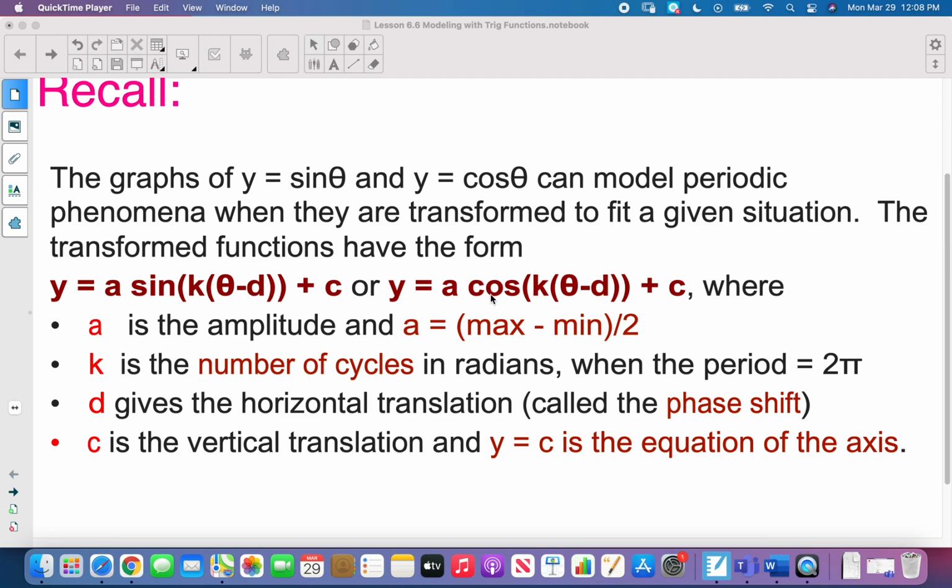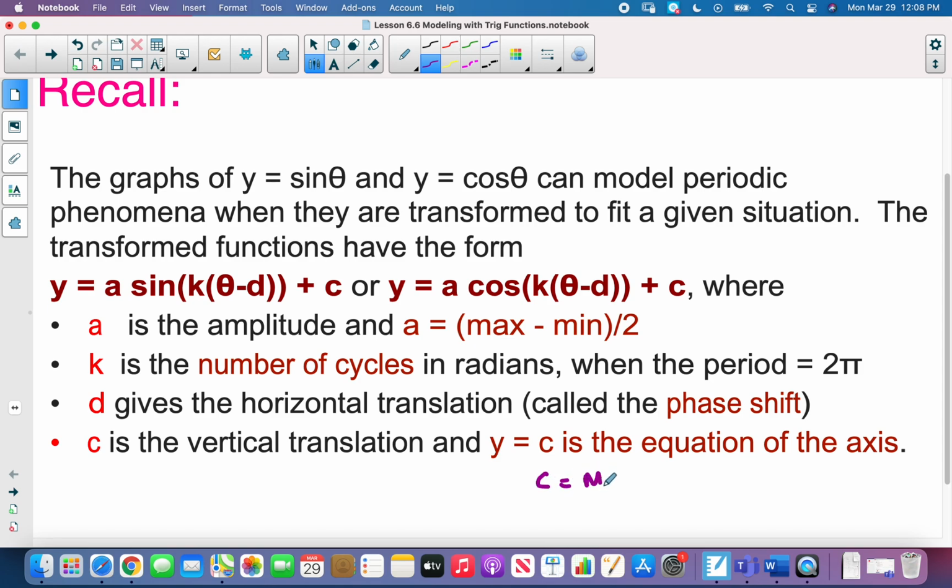or y equals a cos k times theta minus d plus c, where a refers to the amplitude, which is the maximum minus minimum divided by 2. K is the number of cycles in radians when the period is 2 pi. D gives you the horizontal translation, also called the phase shift. And c is the vertical translation. y equals c is the equation of the axis. And we also know that we can get c as maximum plus minimum divided by 2.